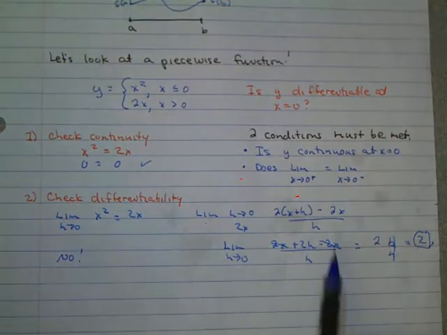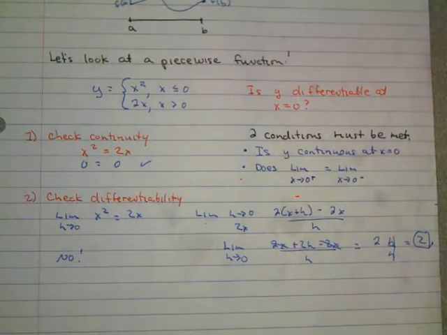We also look at the limit of 2x, and that's going to give us 2. The limits are not the same, so it's not differentiable at that point. You can find a corner or a cusp there.